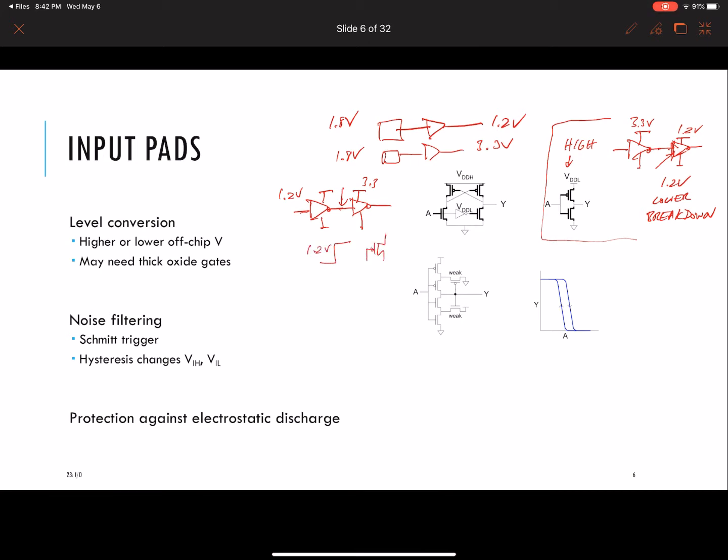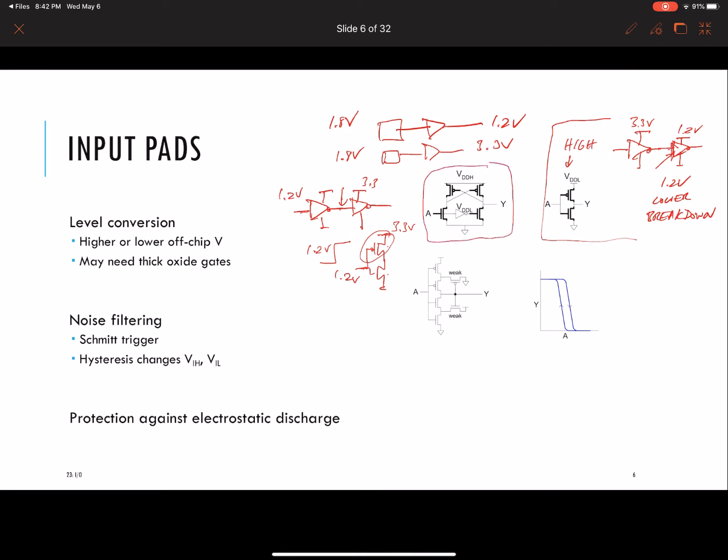And so the gate of the PMOS is only going to go up to 1.2 volts when it gets a high value, and this PMOS will not turn off. It'll still have a large gate-source voltage across it. So it'll have both the PMOS and the NMOS on. So basically, this is the most popular level shifter.